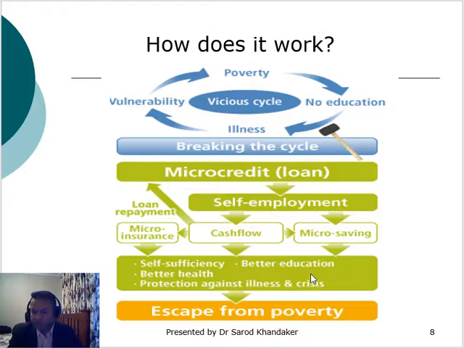Because of this training and this loan, they become self-independent. They're receiving cash flow from their own entrepreneurial activities. So it helps them to escape from poverty. And this is how microfinance works.